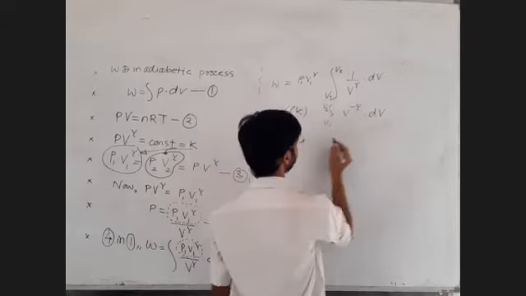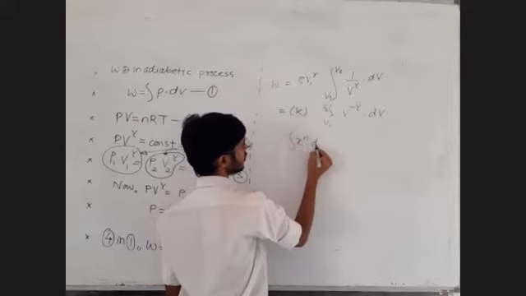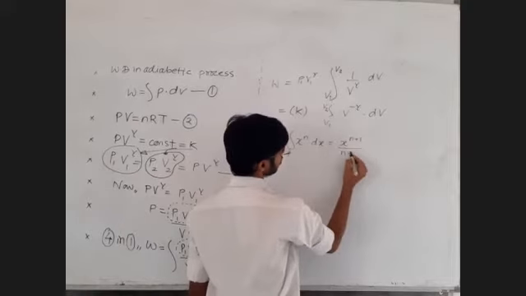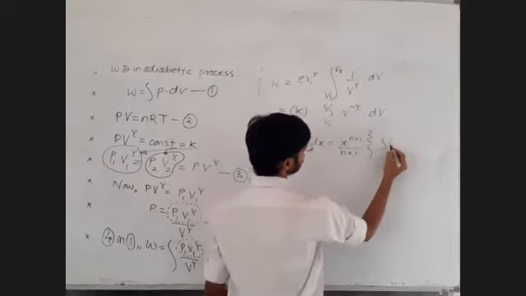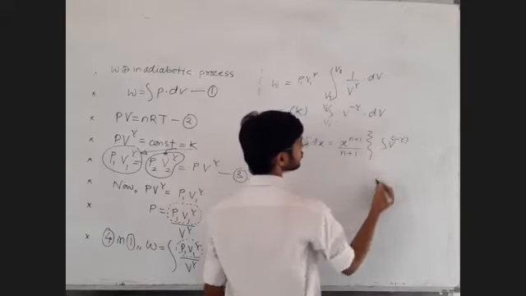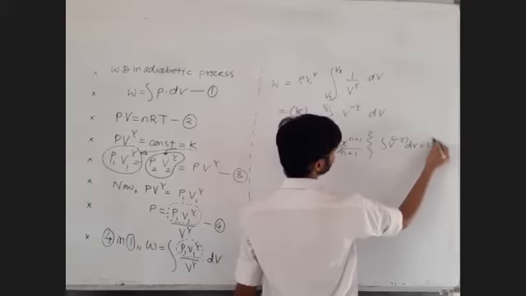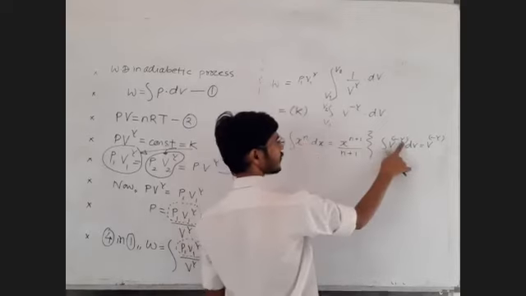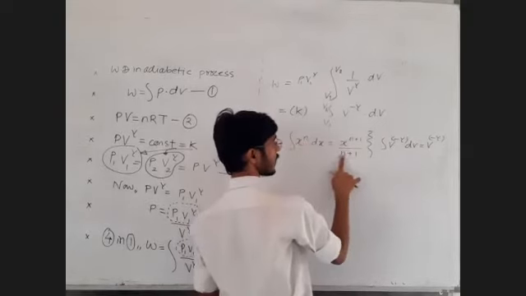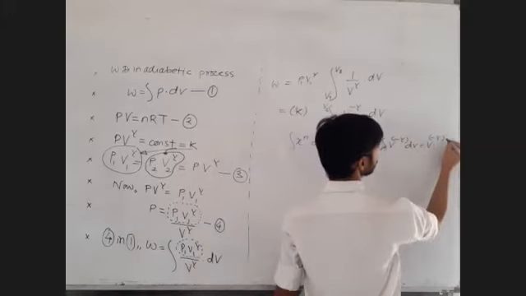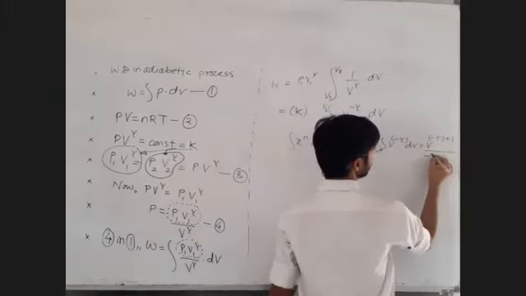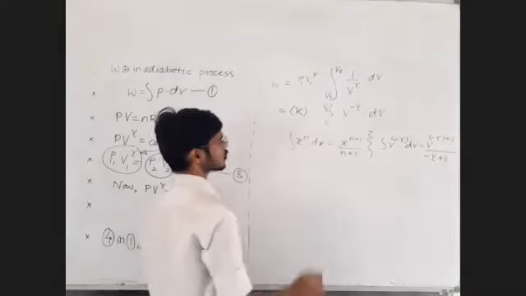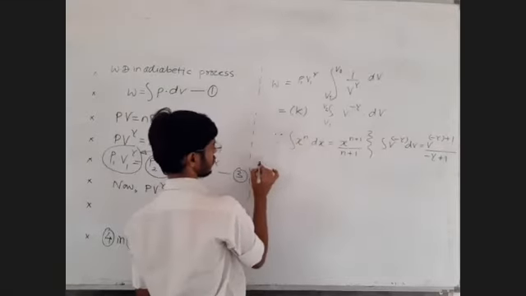Now we all know already that integration of x raised to n dx is equal to x raised to n plus 1 upon n plus 1. Similar to that, integration of V raised to minus gamma into dV will be equal to V raised to, right now instead of n we have minus gamma, so minus gamma plus 1 upon minus gamma plus 1. So V raised to minus gamma plus 1 upon minus gamma plus 1. Yes sir. So this integration we have just by using the x raised to n formula.